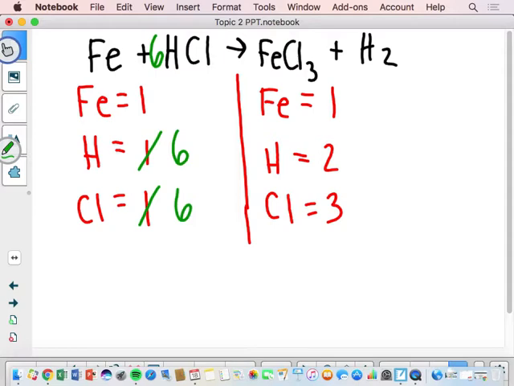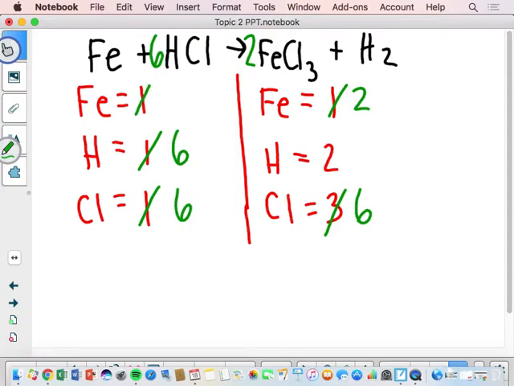If our Cl is 6 on the left, what do we have to put in front of here to get 6 Cls? 2. So that helps our Cls, they're now 6. That also affects our Fe's. What's our irons now? 2. Okay, we can balance our Fe's or our H's, doesn't matter to me. Which one do you want to do? Fe. Okay, so it's 2 on the right.